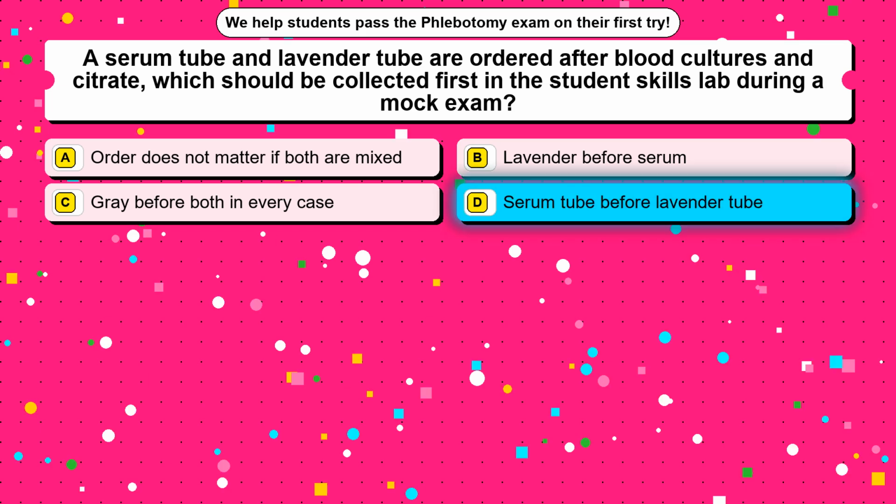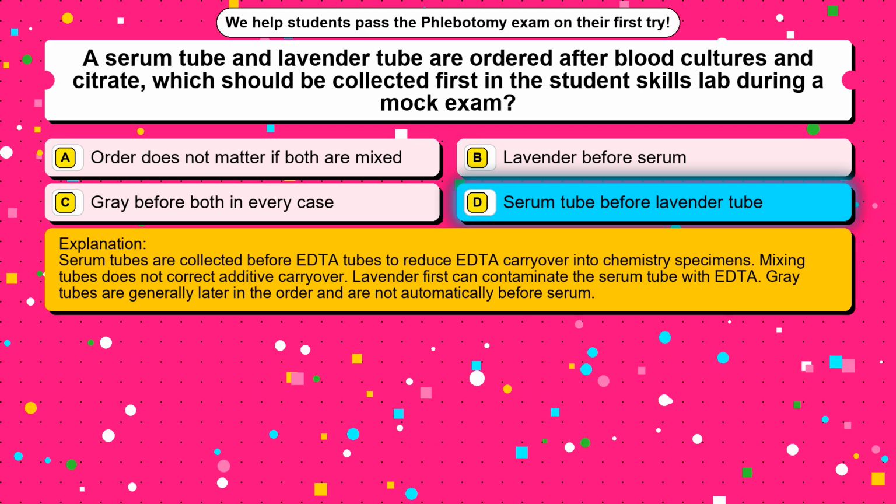The correct answer is option D. Serum tube before lavender tube. Serum tubes are collected before EDTA tubes to reduce EDTA carryover into chemistry specimens. Mixing tubes does not correct additive carryover. Lavender first can contaminate the serum tube with EDTA. Gray tubes are generally later in the order and are not automatically before serum.